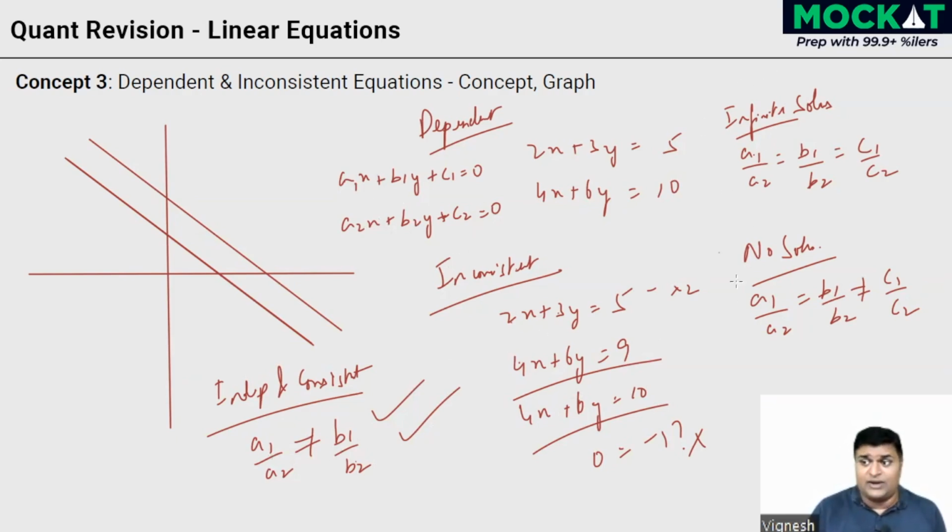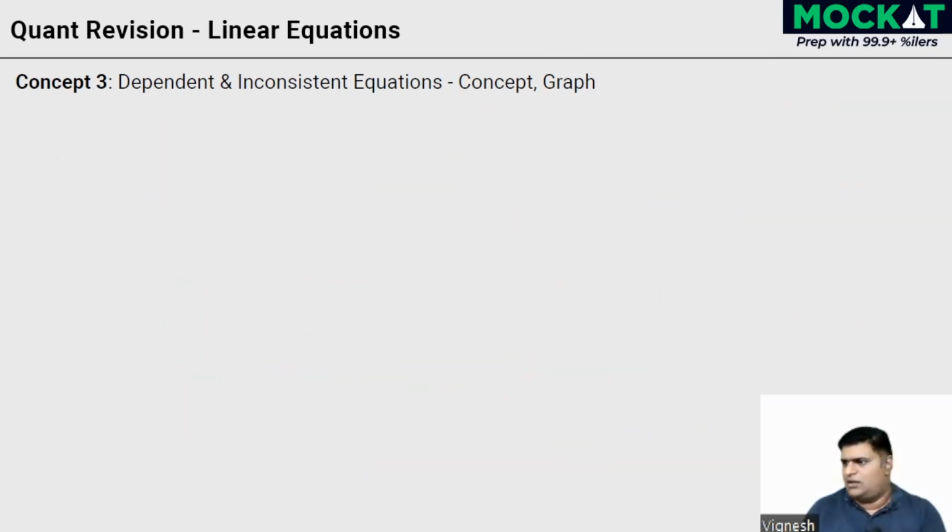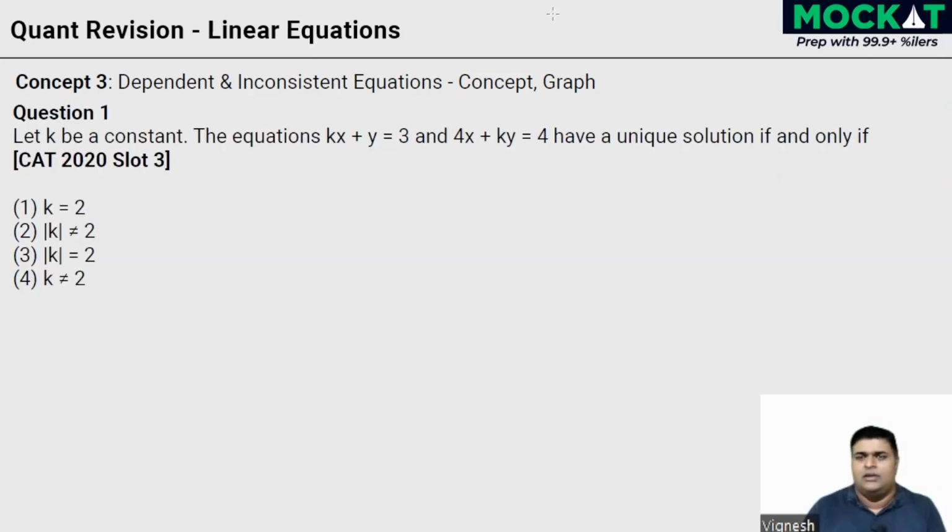Your infinite or no solutions arise only when there is an equality between the ratio of the coefficients of x and y, right? So that's from a simple linear equation perspective, right? So let's take up an example over here, and let's see how to do that, all right?